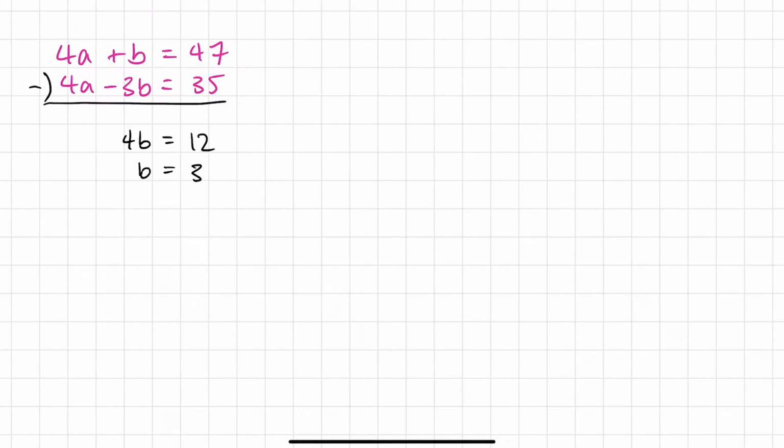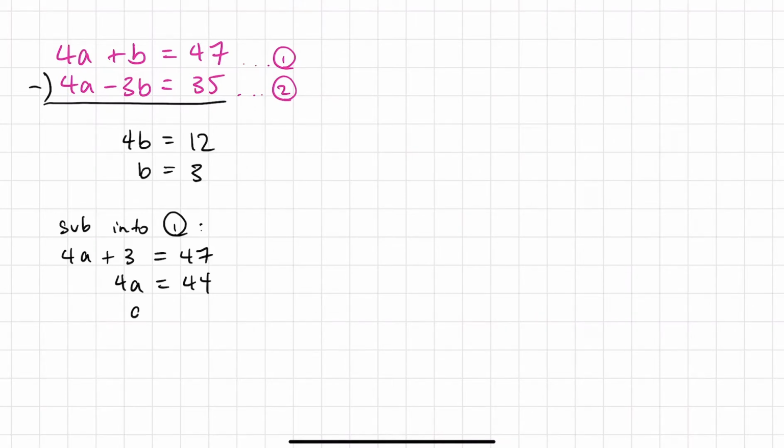If this is called equation 1 and this is called equation 2, you can pick whichever one you want to sub it back into. I'm going to sub into just equation 1. Then we can say 4a plus b, which is 3 that we just found, is 47. Let's move the 3 to the other side and then divide everything by 4. Once you've got the answer, just summarize it nicely and say a equals 11 and b equals 3. This is the solution.